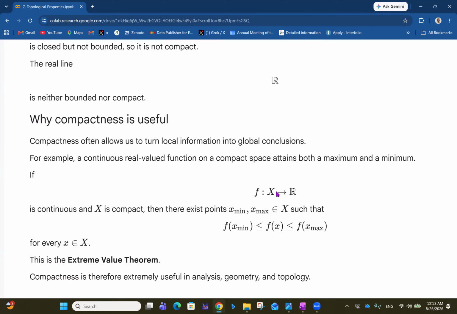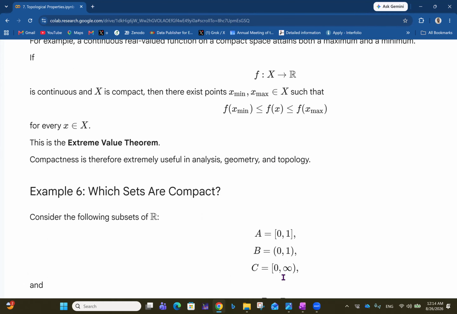If f maps X to the real number line, is continuous, and X is compact, then there exist points x_min and x_max that belong to X such that f(x_min) is less than or equal to f(x), which is less than or equal to f(x_max), for every x belonging to the space X. So this is the extreme value theorem. Compactness is therefore extremely useful in analysis, geometry, and topology.